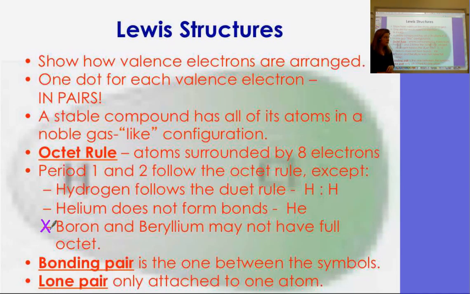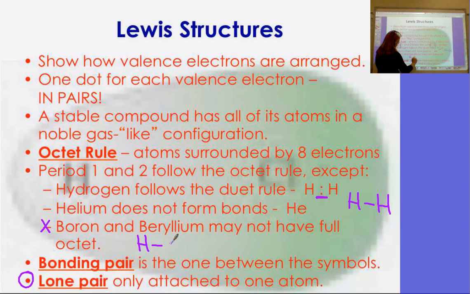So a bonding pair would be this right here. It's a pair of electrons that forms a bond between two elements. A lone pair does not form a bond. It's only attached to one atom.